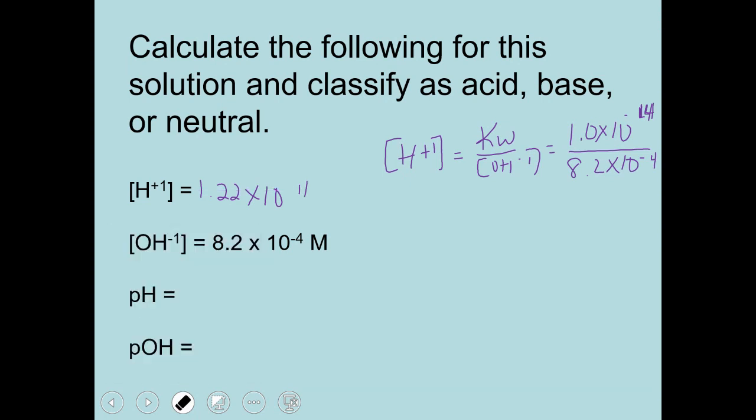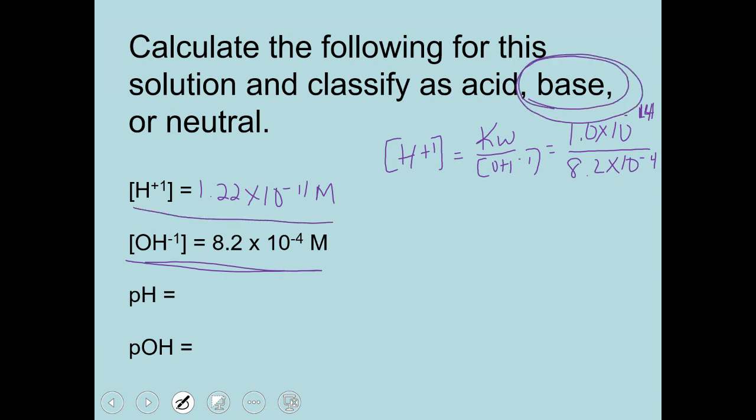Sometimes it is hard to write. Now, we can see that the hydroxide is a lot bigger than the hydrogen. So we're going to say base again. I bet you thought if I gave you two problems, one would be a base, one would be an acid. But this one also happens to be a base.